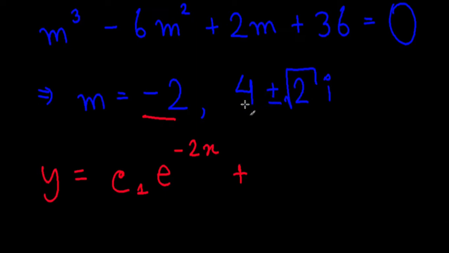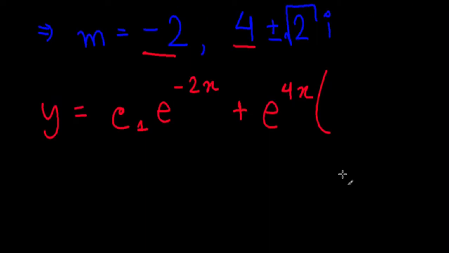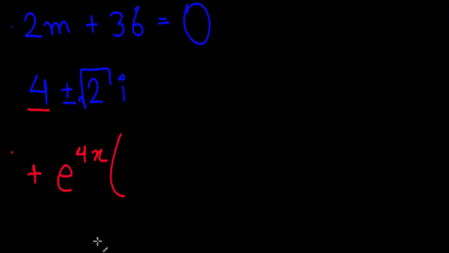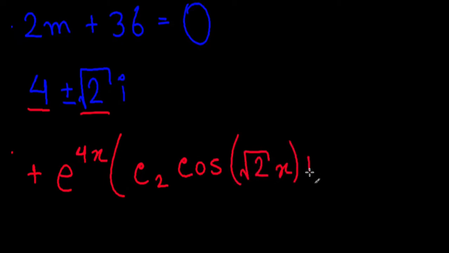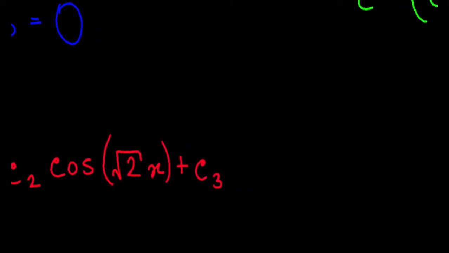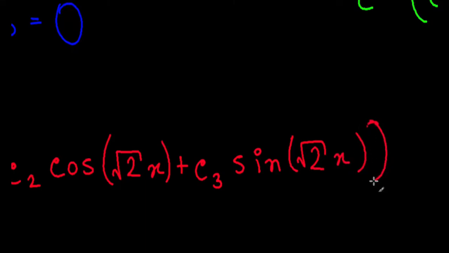For a complex root, the real part of that is 4, so e to the power 4x. I'll keep that outside. Inside, you're gonna have the trig expression. Let's say some constant c2 multiplied by cosine of your imaginary part multiplied by x, so square root of 2x, and the same thing with sine. Again some constant, I'll call that c3, and that one is multiplied by sine of square root of 2x. I actually should have used square brackets, but anyways, this is how you find the solution.